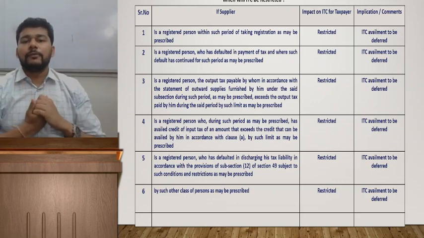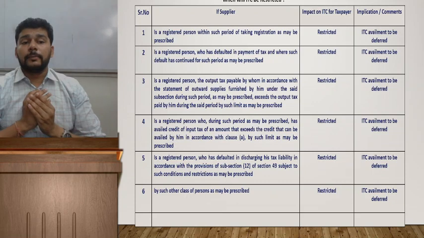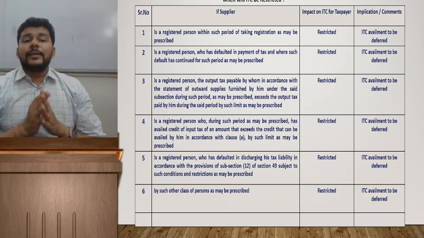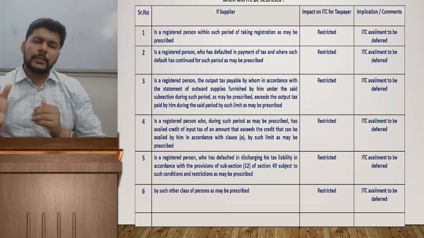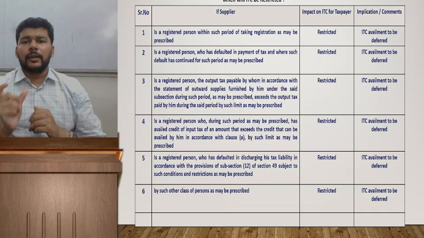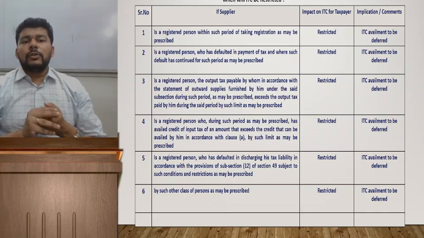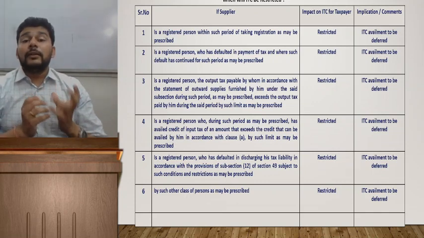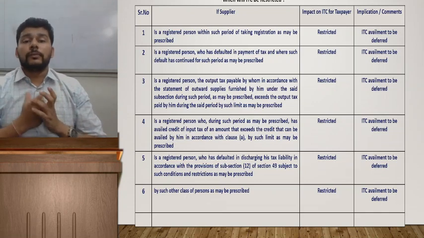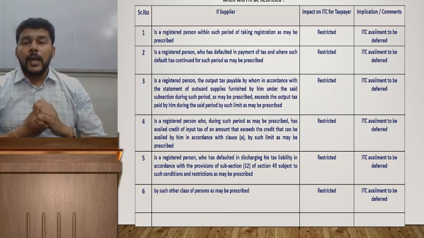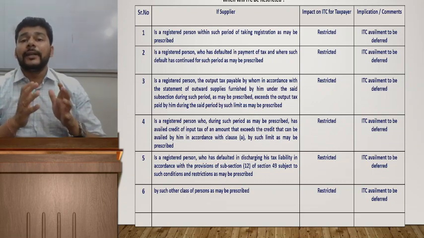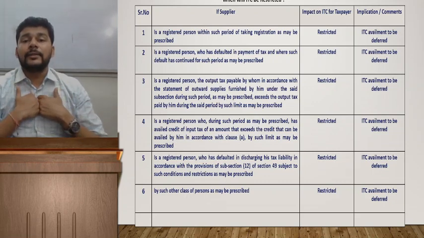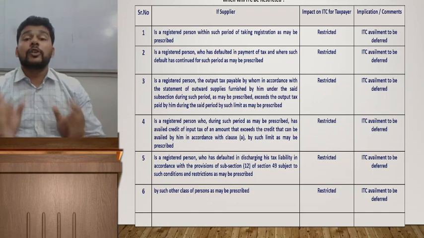Now let us see the second one, when my credit gets restricted. If the supplier is a registered person who has defaulted in payment of tax, and his default has continued for such a period as may be prescribed, which is again going to be 3 months, 3 continuous periods. So if my vendor is a tax defaulter for a continued period, and I am buying goods or services from such a vendor, then his ITC amount will appear in my GSTR-2B in the restricted credit category.